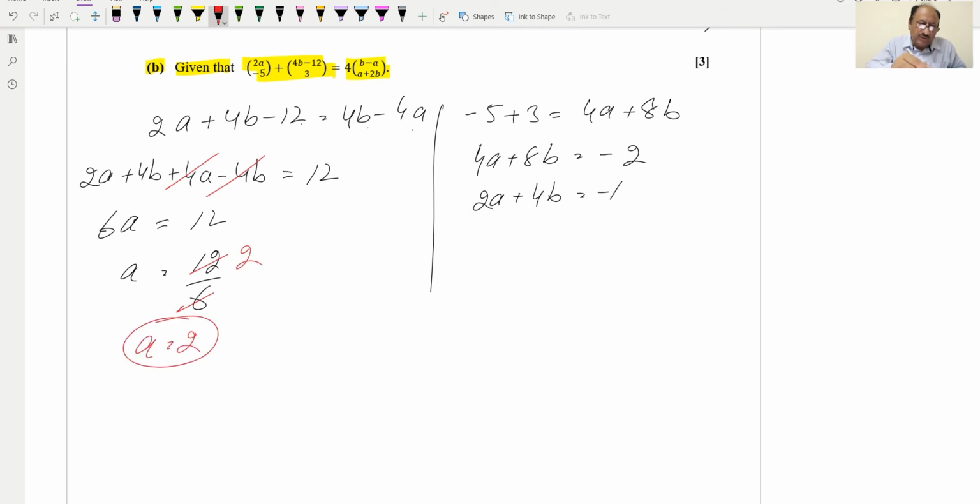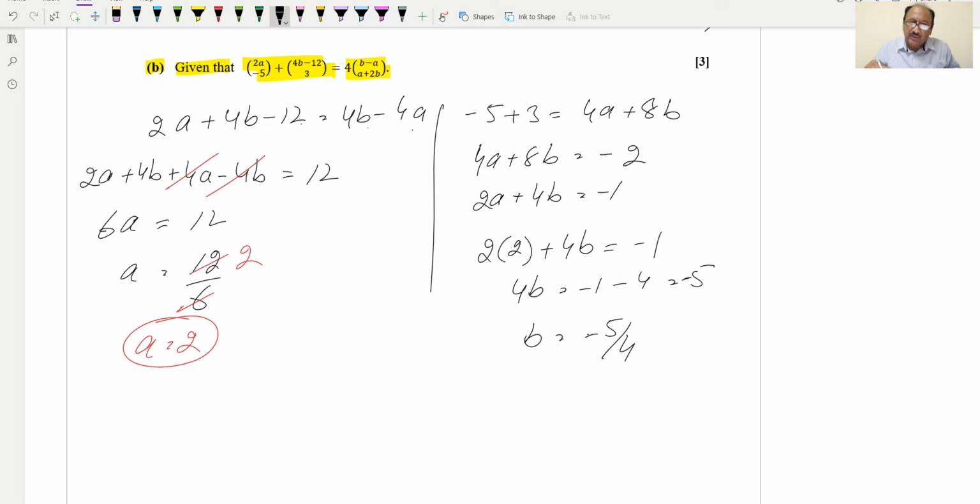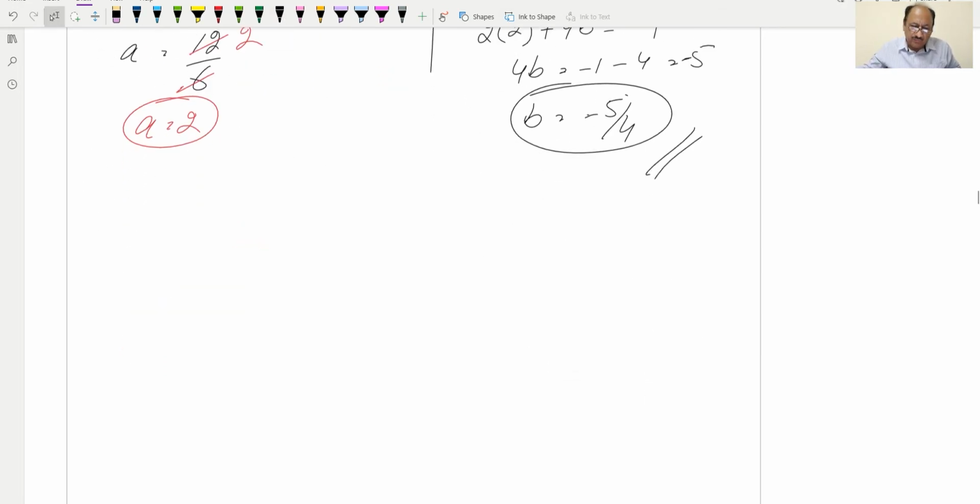This value we can use in the other equation, which is 2 into 2 plus 4b is equal to minus 1, and this will be 4b is equal to minus 1 minus 4, which is equal to minus 5. So b will be equal to minus 5 by 4, and this will be the b value which we were supposed to find, which is done.